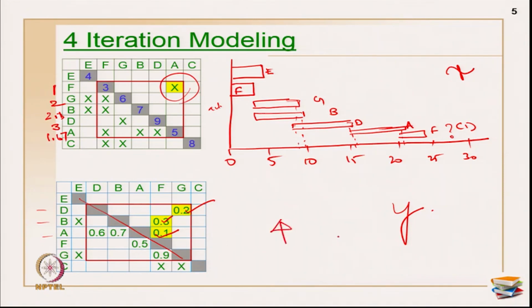How many activities are there? 5 activities are there. So, 5 factorial combinations you will get. Okay. So, all these 5 factorial combinations with different sequences you can evaluate, and you can choose the one with the minimum duration as your preferred sequence. Okay. That is also one way of doing your scheduling using iteration modeling.